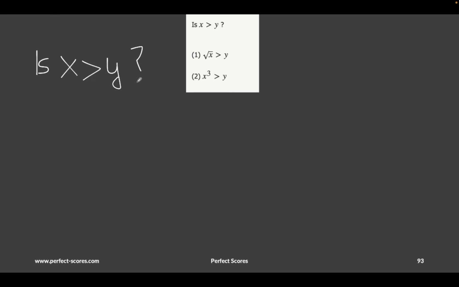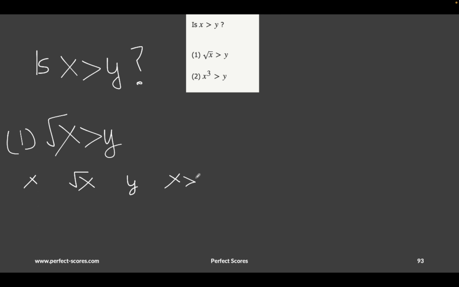And statement 1 says square root of x is greater than y. So that's what statement 1 is telling us. Let's just plug in some numbers to disprove this. So we can plug in some numbers for x. That will give us square root of x. And then we can choose y and check whether x is greater than y or not.